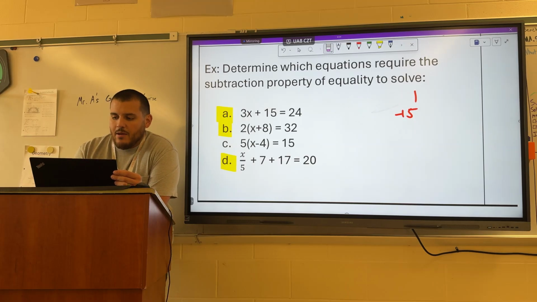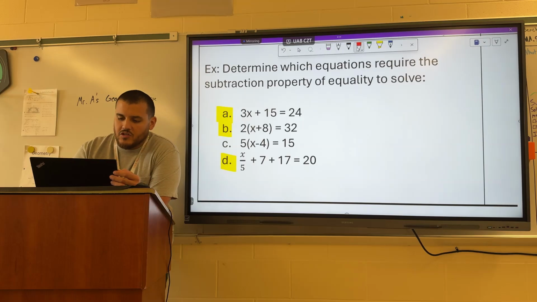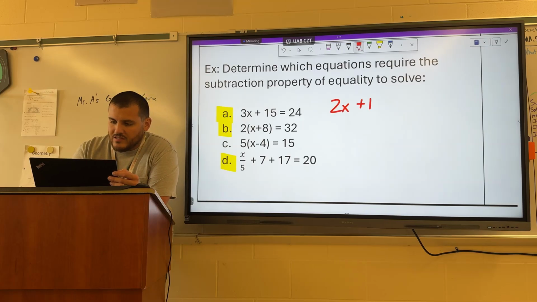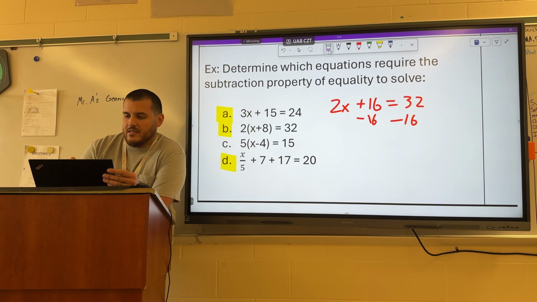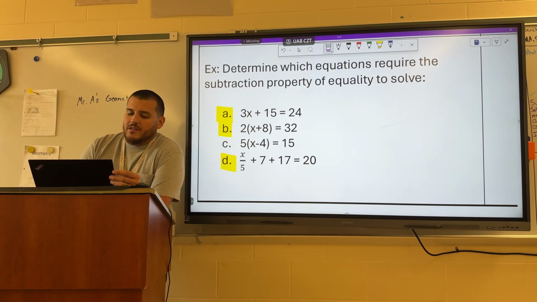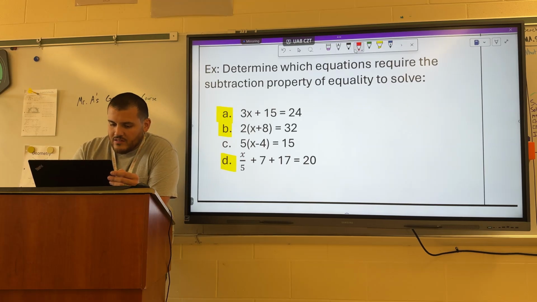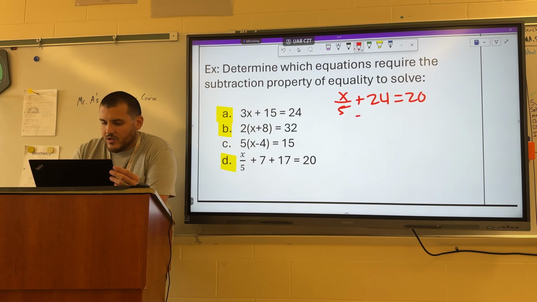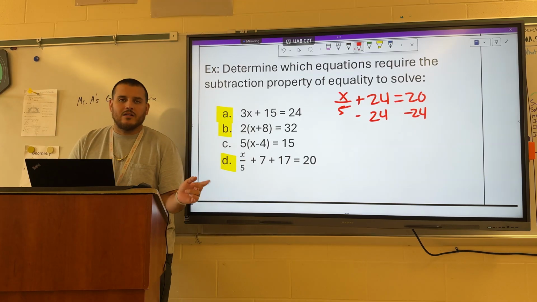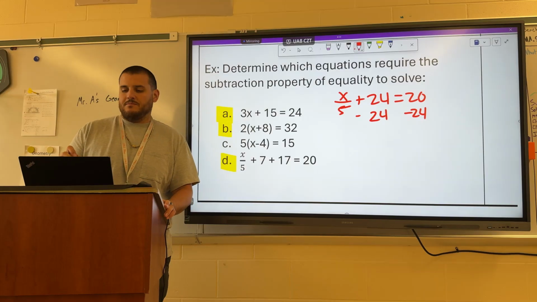The same kind of thing would happen in equation B. After distributing the 2, I would get 2x plus 16 equals 32. And to get the 2x alone, I would have to subtract both sides by 16. That's our subtraction property. Right? For D, after combining the 7 and 17 as like terms, we would get x over 5 plus 24 equals 20. And again, to get the x over 5 alone, I would have to subtract both sides by 24. So A, B, and D all require the subtraction property of equality.